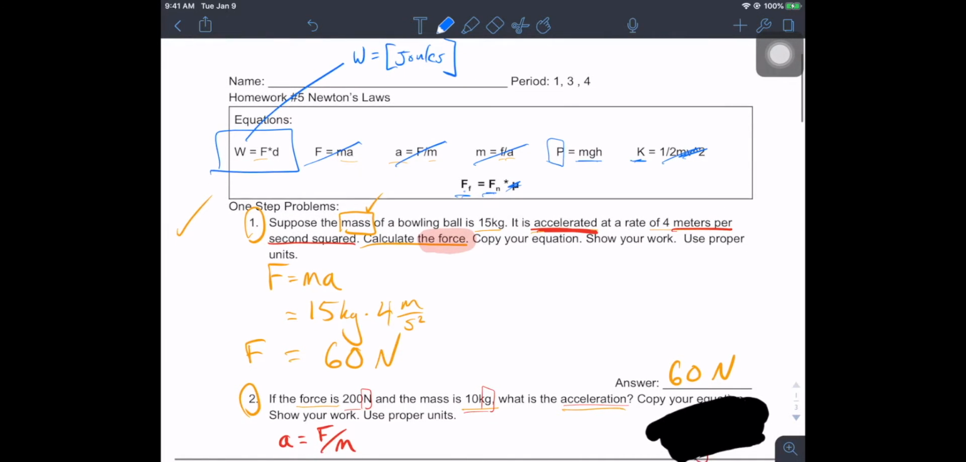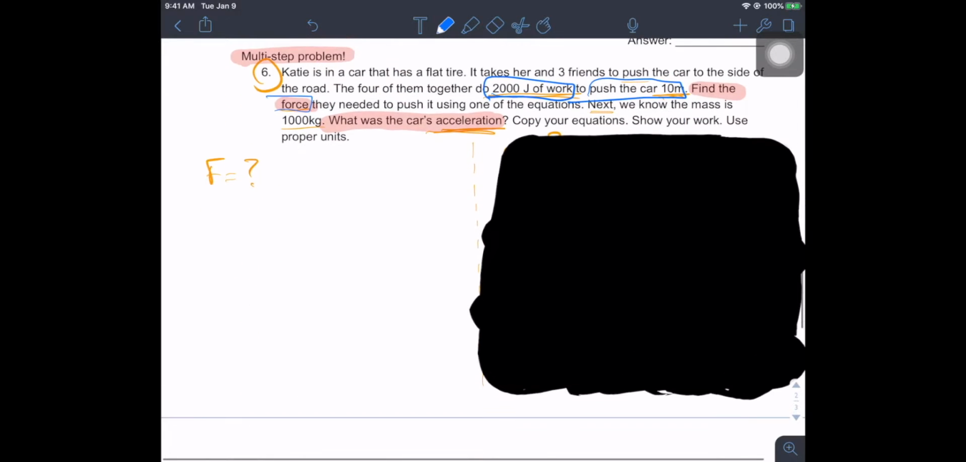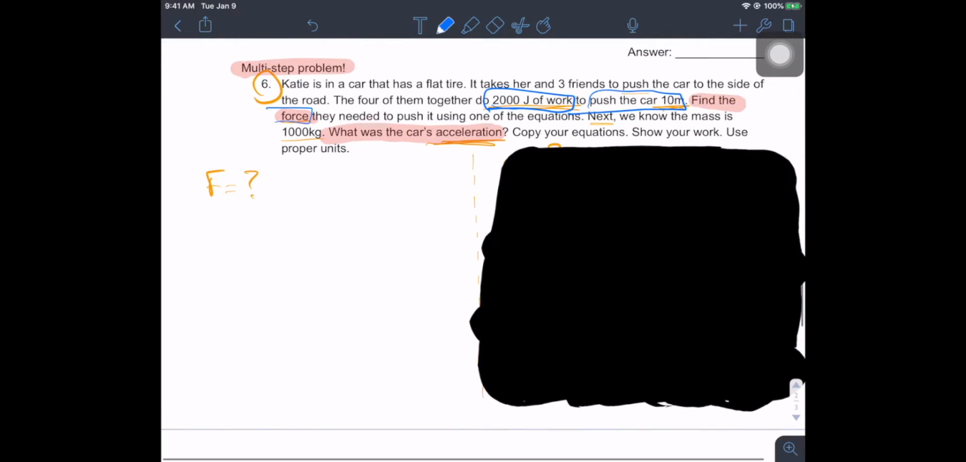And if I would remember that, then I would know right away which one to do. So either by process of elimination or by memory, I'm going to remember that I have to write down W equals FD. Groovy. I don't know F, that's what I'm looking for, and I know D and I know work. So I'm going to plug in my values.